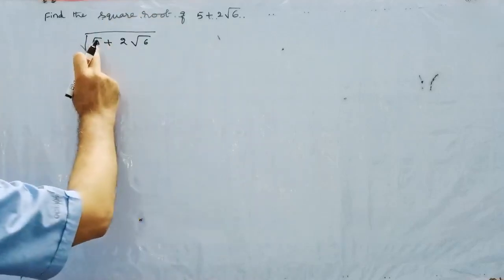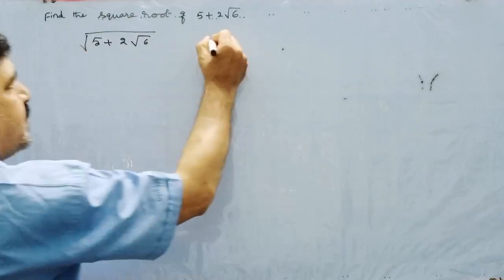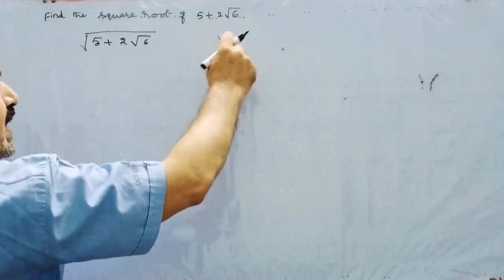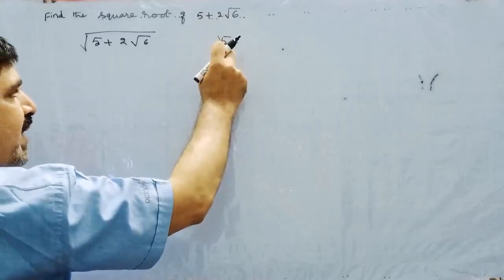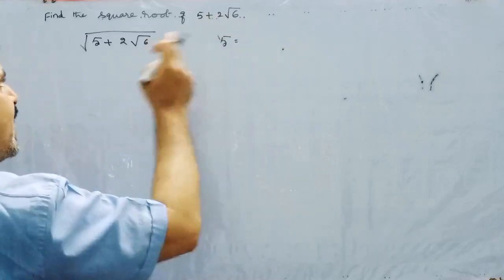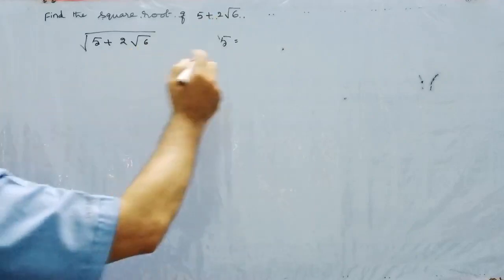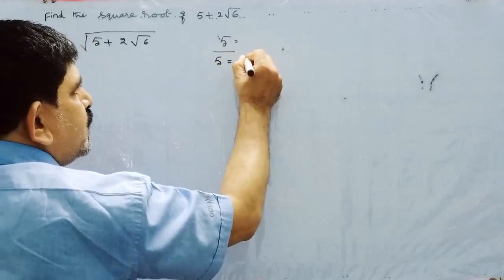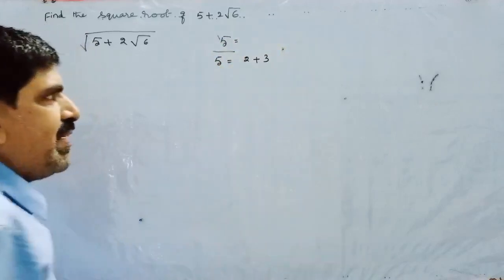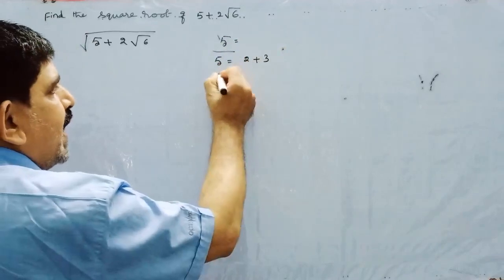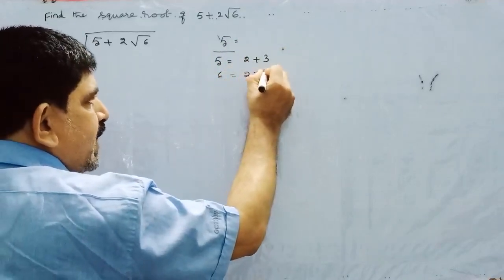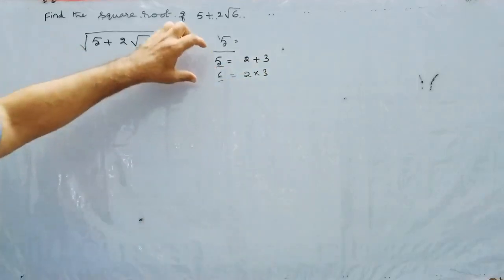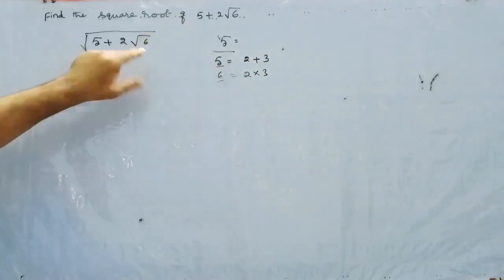First, you take this 5 and write the factors of 5, such that whenever you add those two numbers, you must get 5, and whenever you multiply those two factors, you must get 6. So 5 can be written as 2 plus 3, and 6 can be written as 2 into 3. So the sum is 5 and the product is 6. This type of numbers we have to take for finding the square root.